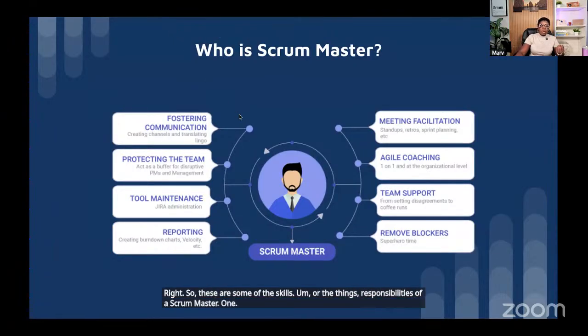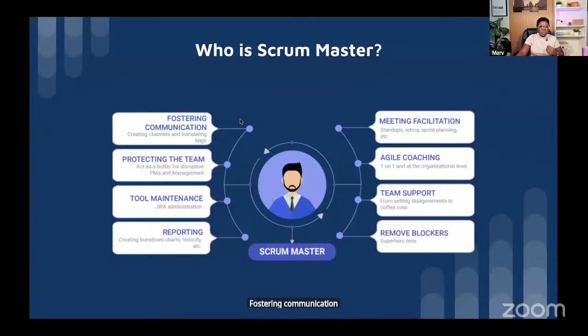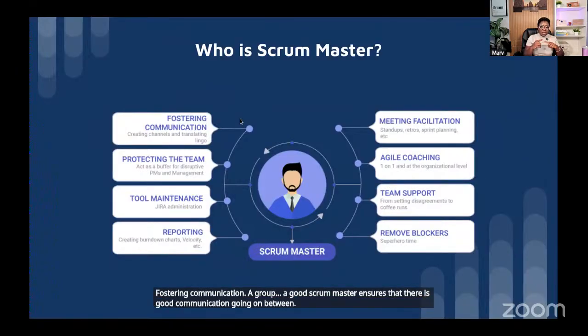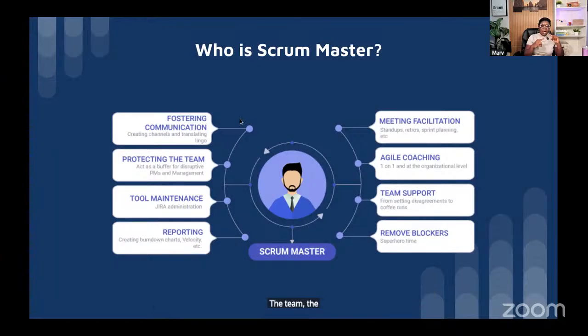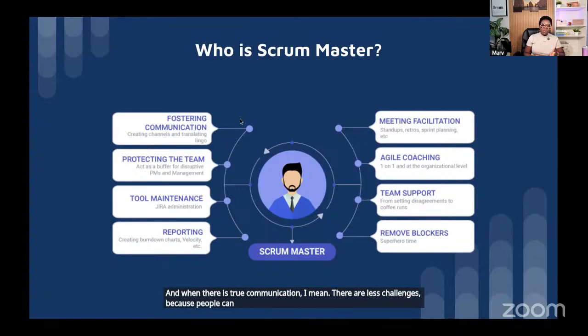One, fostering communication. A good Scrum Master ensures that there is good communication going on between the team, the stakeholders, and the Scrum Master. So you're helping to create that channel where everybody can have communication, where everybody feels safe to communicate, to speak their mind. And when there is true communication, I mean, there are fewer challenges because people can voice out however they are feeling.